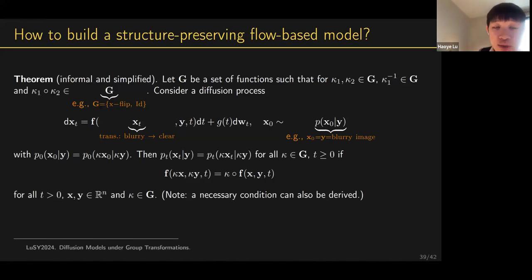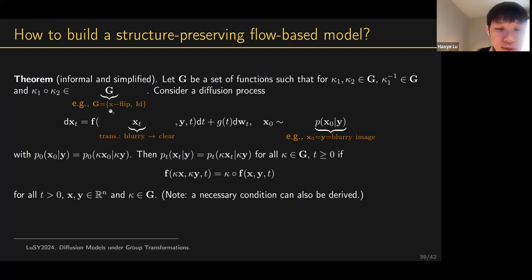So the question now becomes, how can we build a structure-preserving flow-based model? We derive some theorems, which are informal and simplified here, to characterize how we can build a structure-preserving flow-based model. Roughly speaking, we have a group of functions that satisfy some group properties. Basically, if one element exists in this set, its inverse also exists in this set. And any composition of the elements of this set will always result in an element in this set.